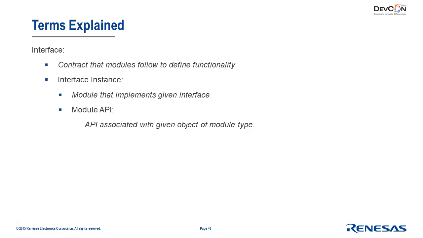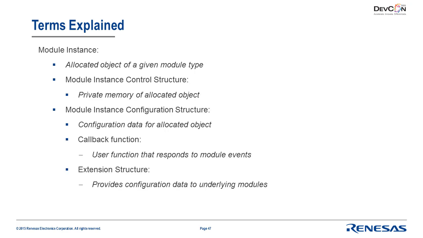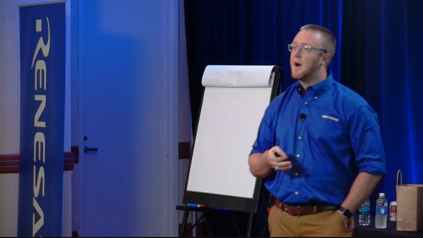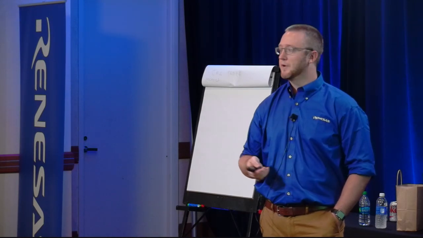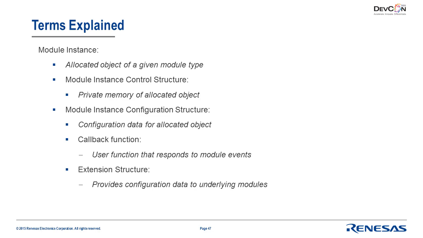All right, let's look at a module instance. This is an allocated object of a given module type. The module instance control structure is the private memory for that allocated object. And the module instance configuration structure is the configuration data for that module instance. So while the API is common across all instances of a module, the control and configuration are specific to each one. You have a callback function, which alerts the user to module events, and you can pass data to that using the context. Then we have an extension structure, which provides instance-specific configuration data. It's very important, instance-specific.